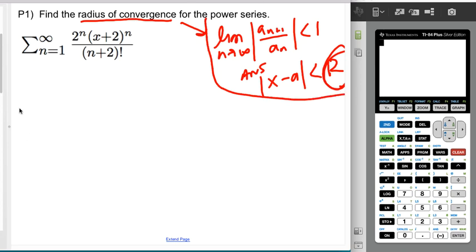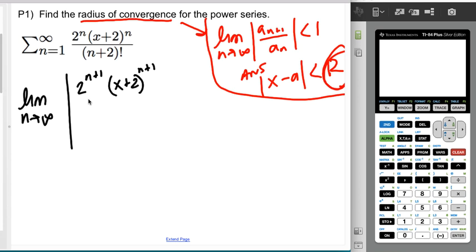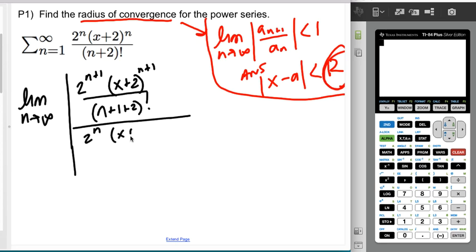So if I go ahead and set up this ratio test, the limit as n approaches infinity of a sub n plus 1 is going to be 2 to the n plus 1, x plus 2 to the n plus 1 divided by an n plus 1 plus 2 factorial, which we'll deal with in a sec. On the bottom, it's just going to be that a sub n exactly as it was written. I don't do anything but copy that problem down.